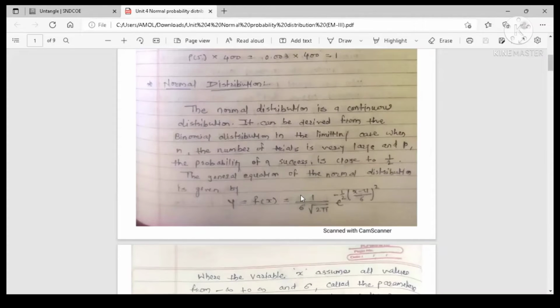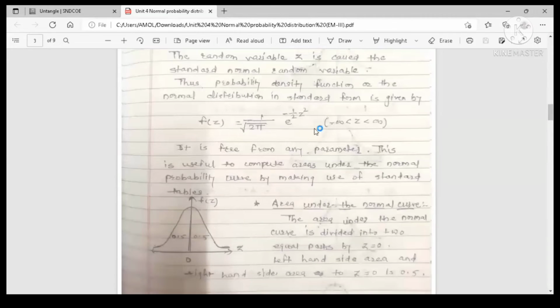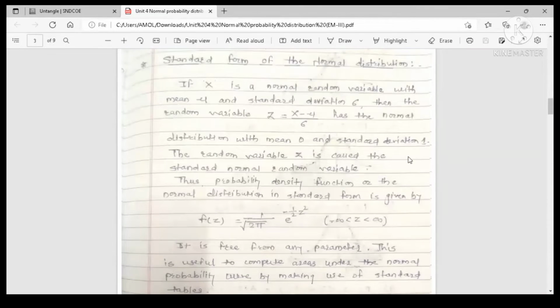When we introduce Z, the standard normal variable, the value of standard deviation is 1, so this sigma is 1. And the value of mu is 0, mean is 0. So this equation reduces to 1 upon under root 2 pi into e to the power minus half Z square. We replace X by Z, mu is 0, sigma is 1. So this is the equation of the normal distribution in standard form, and Z lies between minus infinity to infinity.